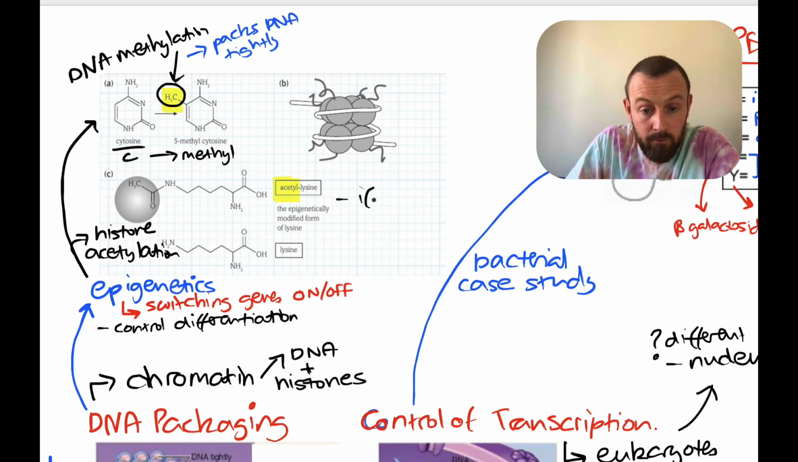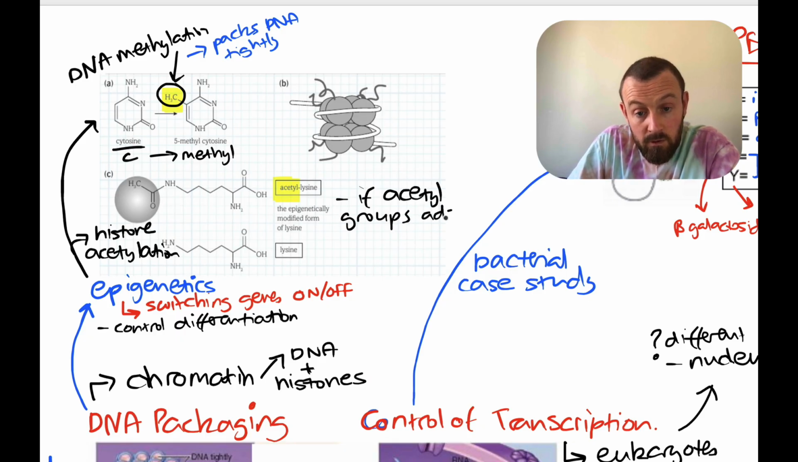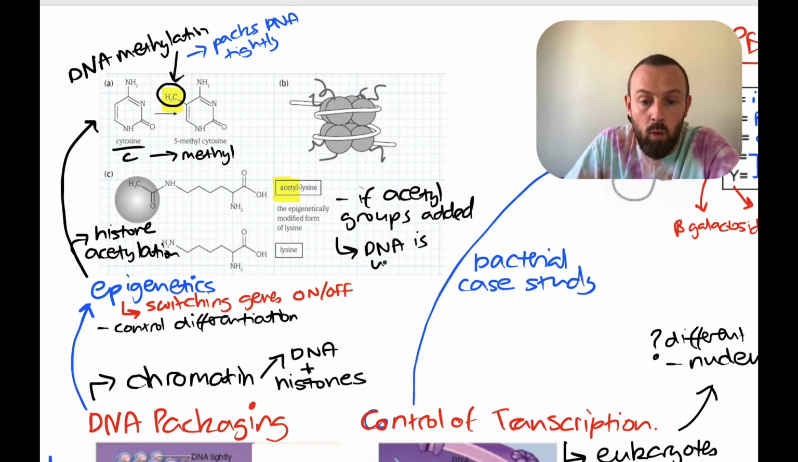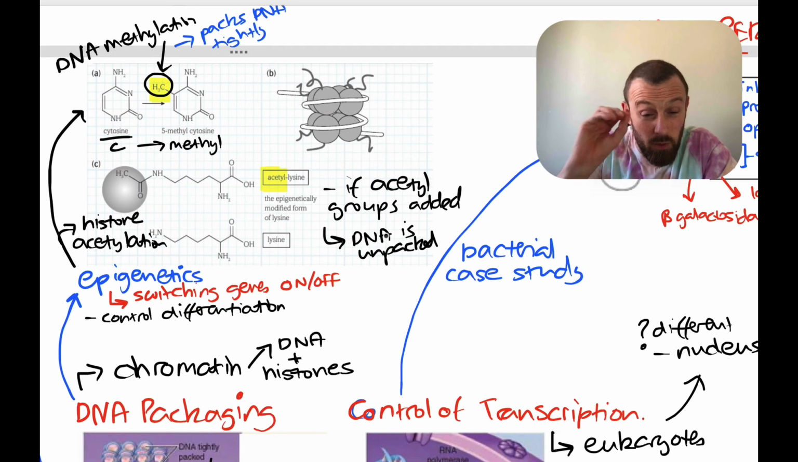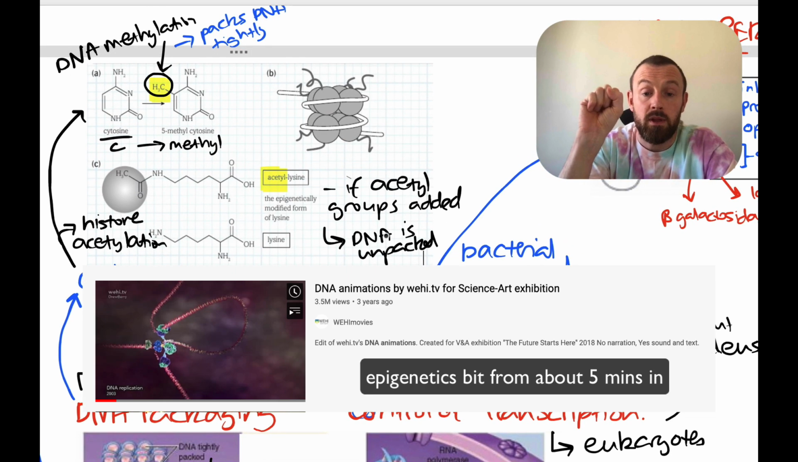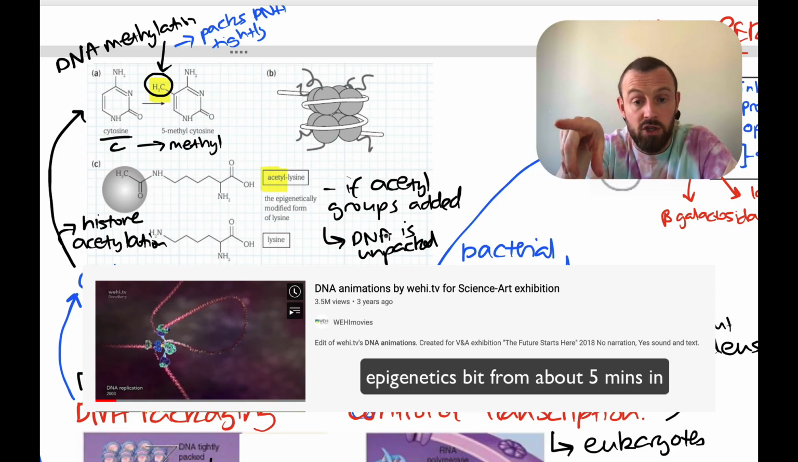So if acetyl groups are added to the histones, then DNA is unpacked or unwound. And if the acetyl groups are removed, then the DNA is packed more tightly. So again, this works by controlling how tightly or loosely the DNA is packaged. And there's a really fascinating animation that you should watch if you're interested in this idea. I'll pop the link in the description below, and here's an image of the video that you should watch.